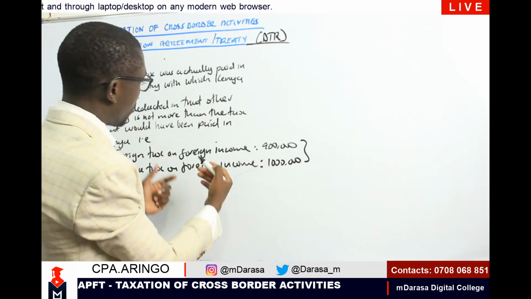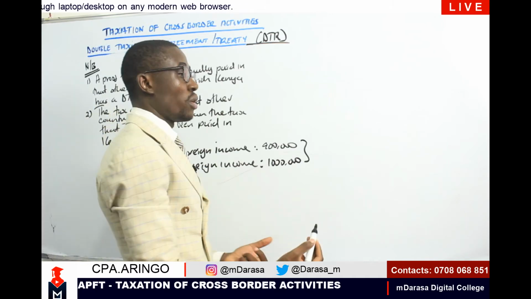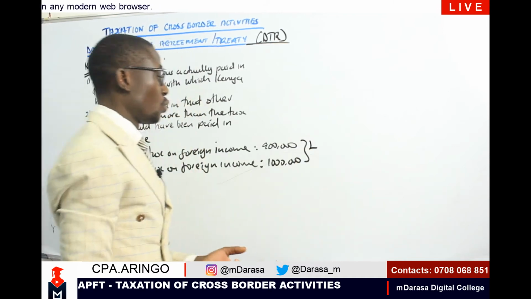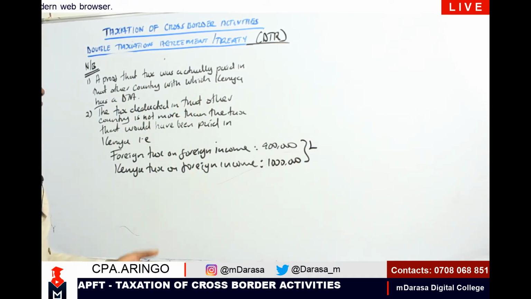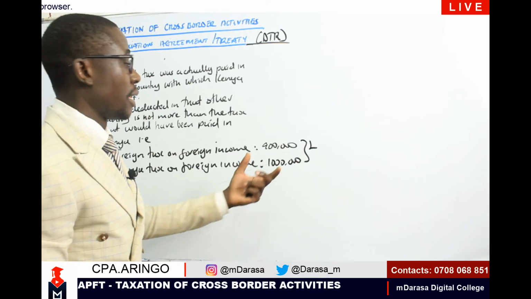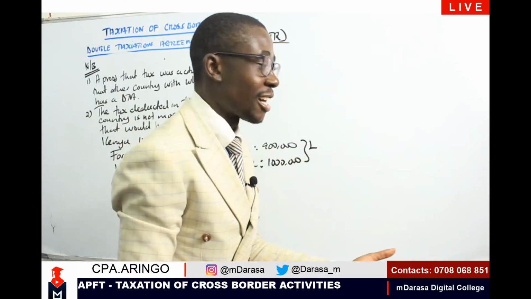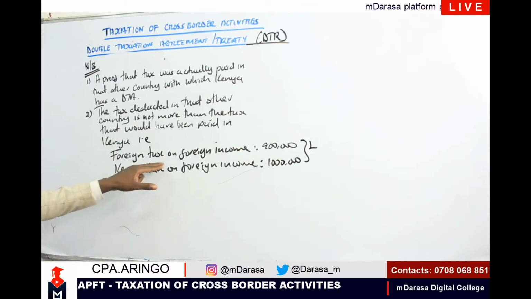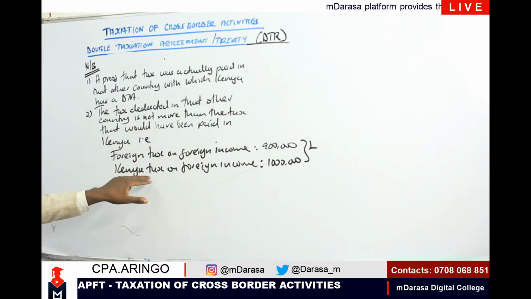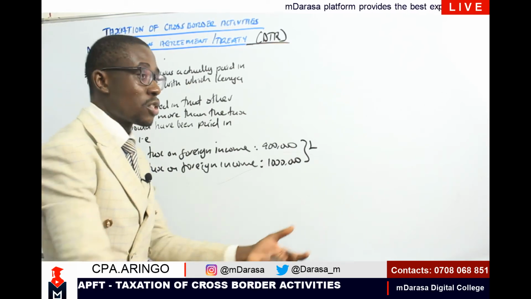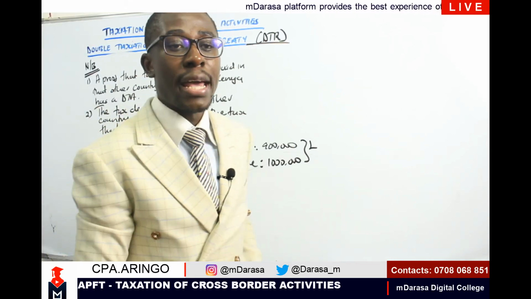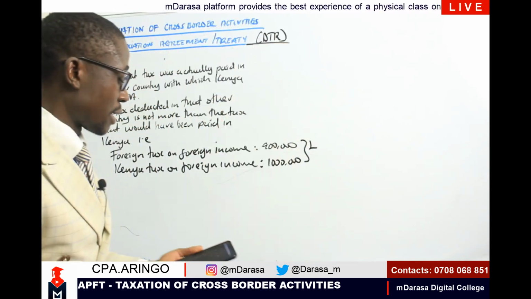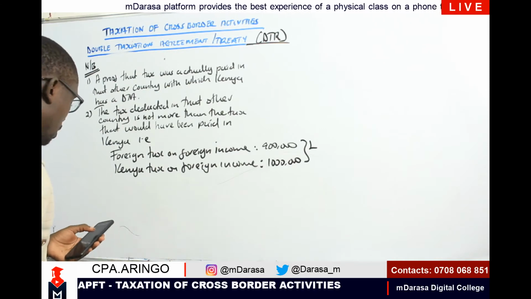So in the event that I'm comparing the two, this is where I'm going to get our double taxation relief. I'll be taking the lower of the two, which in this case is 900,000. So this is what you are saying, my good students: I'm going to compare the foreign tax on foreign income with the Kenyan tax on foreign income. The lower of the two is what I am going to take as the double taxation relief.